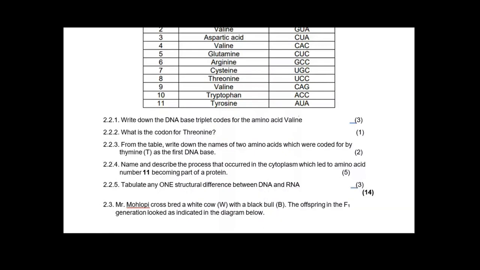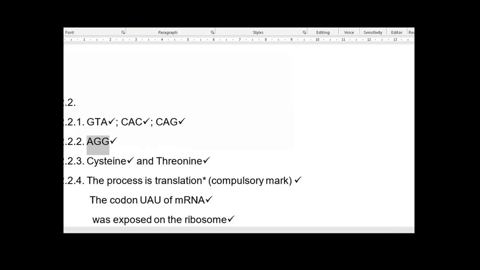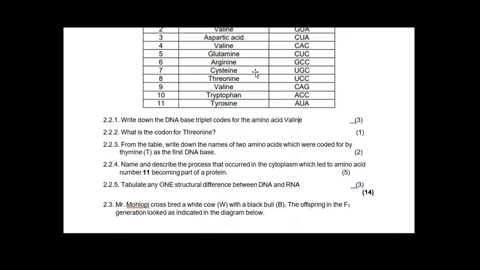Okay, so for 2.2.3, you had to tell me it's cytosine and threonine, and the reason there is that they start with U. So you can clearly see there at number 7, cytosine starts with U. That means the mRNA, back onto the tRNA, or the DNA, must have been a T to start with there. So whatever starts with U, that would be where the first code on the DNA was T. So UGC as well as UCC, cytosine and threonine.